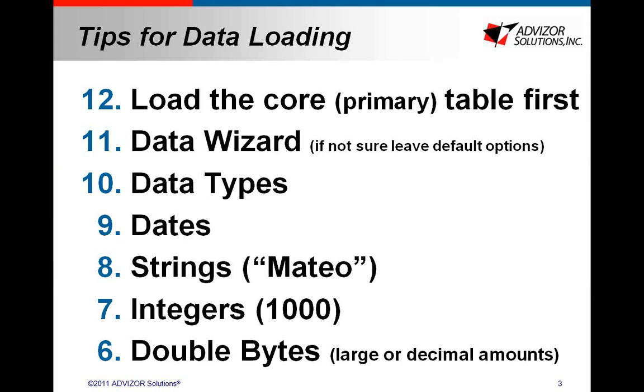Our next data type is strings, and strings are basically any field that has some non-numeric characters. As I put in an example here, Mateo. The nice thing with strings is that in the software we also have a bunch of expressions that you can use to concatenate or take out parts of the string.